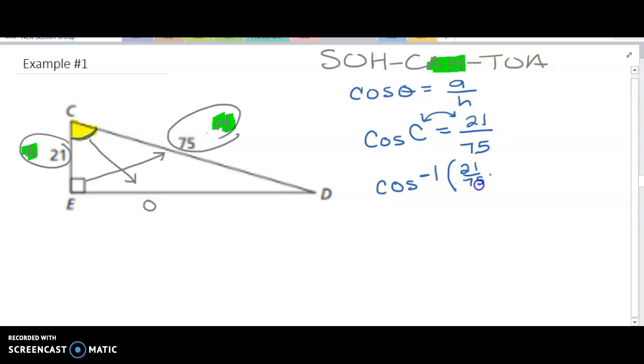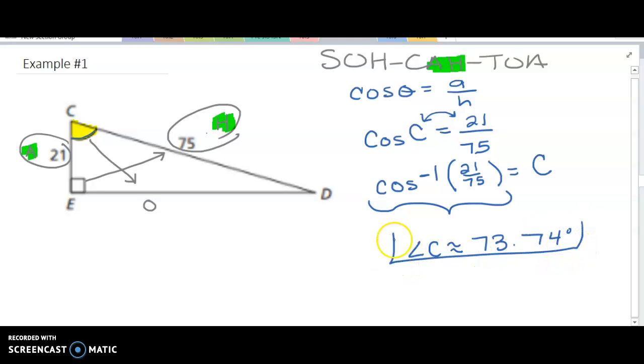21 over 75 equals angle C. Okay? And then from here, guys, I just put this straight into my calculator. Remember, cosine is second cosine, and then you can just do 21 divided by 75 in parentheses. And when you do that, you should get that angle C is roughly 73.74 degrees.